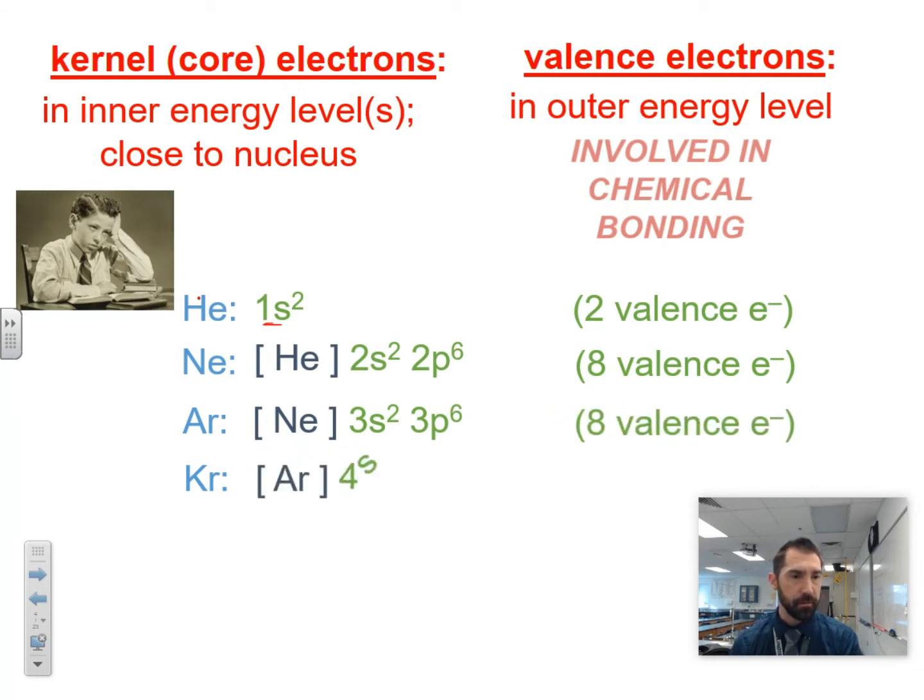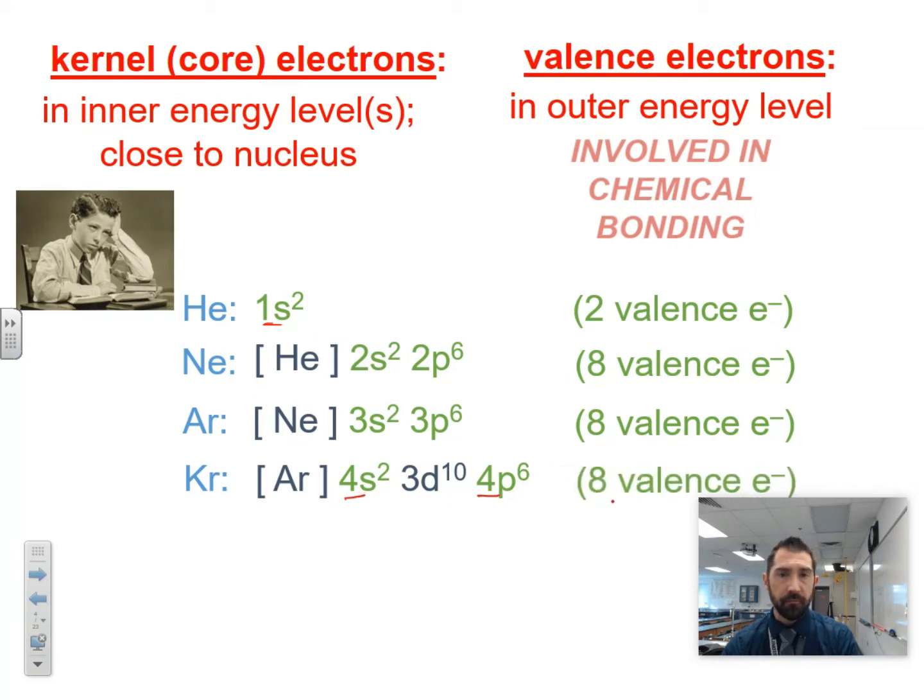And then finally, krypton. This is a good example because notice that we have 3d, but the outermost energy level represented is the fourth energy level. And there's an s2 and a p6 there. You get a total of 8. 8 valence electrons is the most valence electrons you will have. 8 is the maximum. And that'll make sense when I show you how this applies to the periodic table.